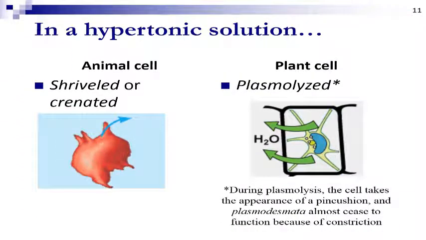If an animal cell is submerged in a hypertonic solution, water will leave the cell and the cell will be shriveled or crenated. If that cell was a plant cell, it will be plasmolysed, and the cell takes the appearance of a pincushion due to the plasmodesmata.